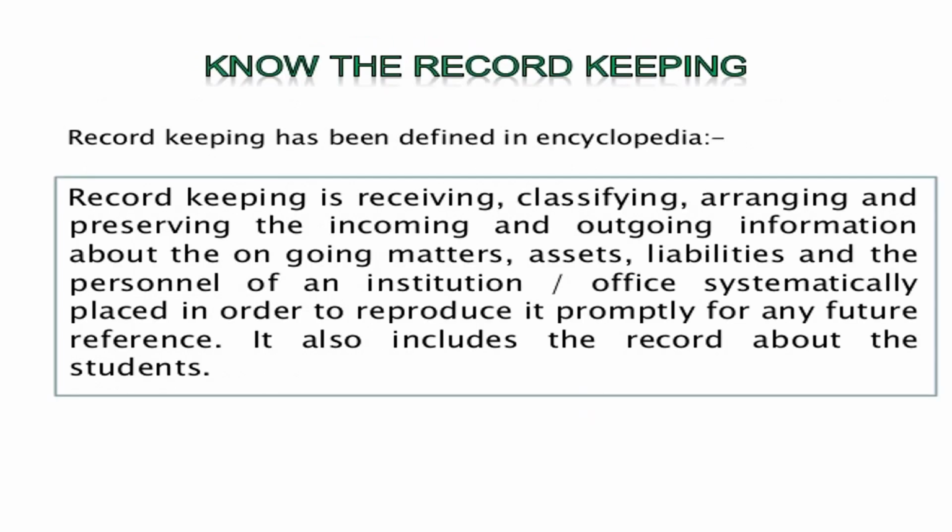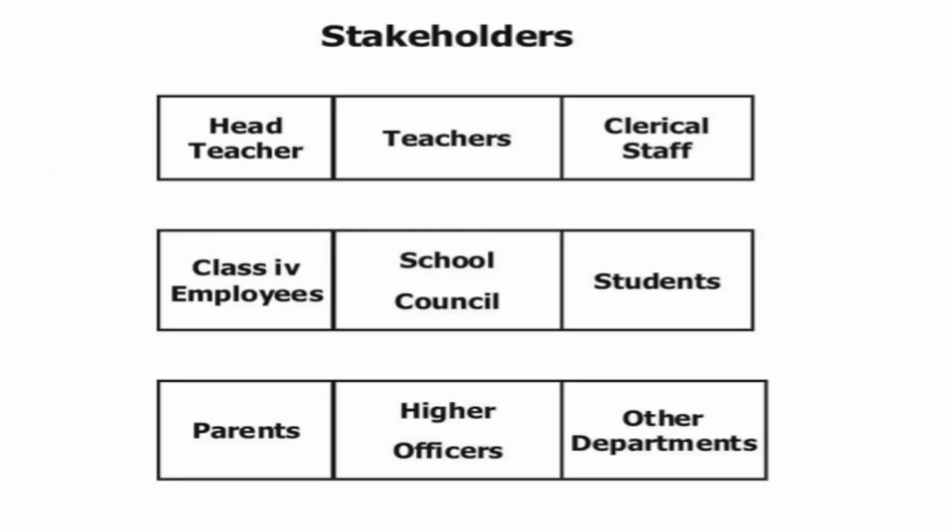Know the record keeping definition. So record keeping is receiving, classifying, arranging and preserving the incoming and outgoing information about the ongoing matters, assets, liabilities, and the personnel of an institution office systematically placed in order to reproduce it promptly for any future references. It also includes the record about the students.